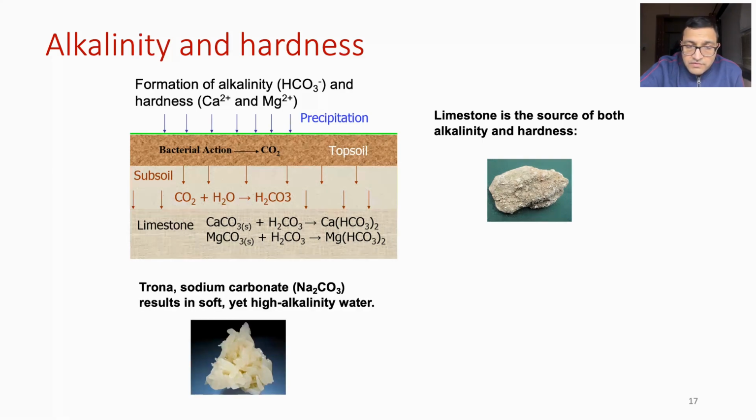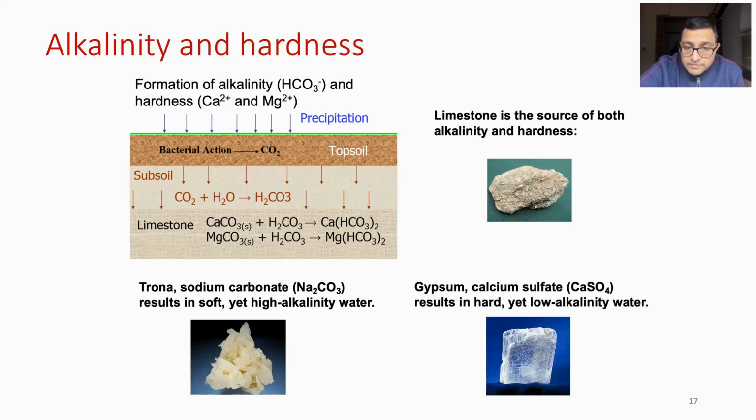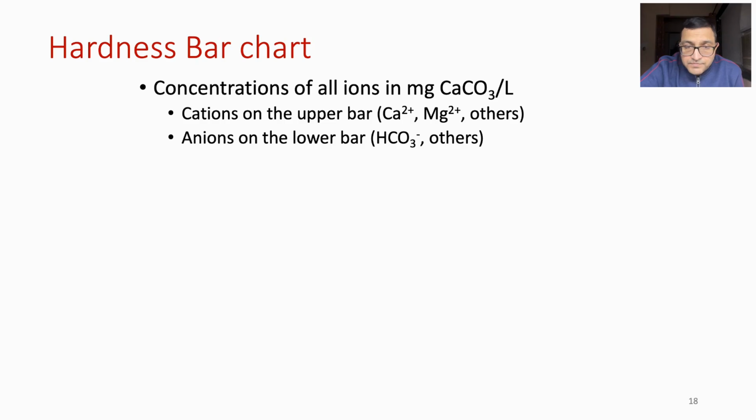On the other hand, if you have trona, which is sodium carbonate, this doesn't cause hardness because hardness is caused by divalent cations, not monovalent cations like sodium. So this yields a soft but still high alkalinity water. And if you have gypsum, which is calcium sulfate, then you would get hard water because of calcium, but it would be low alkalinity water.